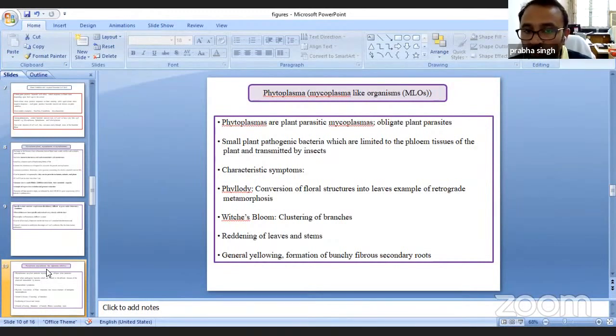Then witch's broom, that means clustering of branches. Then reddening of leaves and stem, general yellowing, formation of bunchy fibrous secondary roots. These all are the various symptoms which occur after phytoplasma infection.